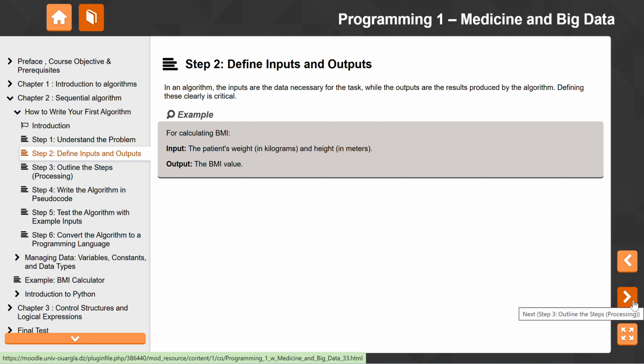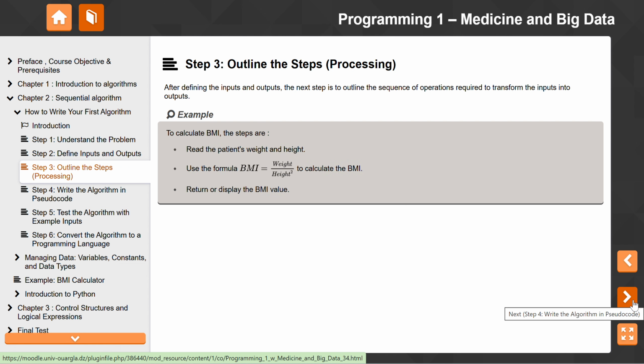So the outputs are the desired or the expected results. Defining this clearly is critical. Let's talk about the example we have chosen: calculating BMI. As input, we should know the height and the weight of the patient, the weight in kilograms and the height in meters. The expected output is the value of the BMI.